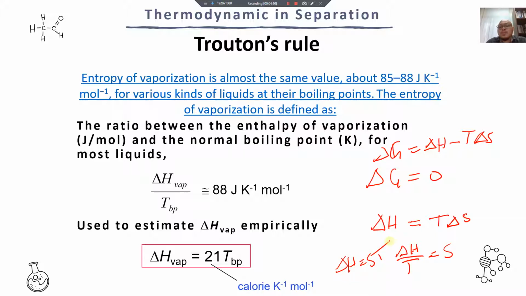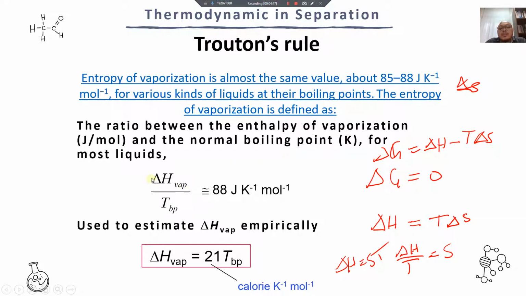So this is the common entropy for liquids. I'm not saying that all liquids have the same entropy value of vaporization. No, I'm not saying that, but the majority of liquids, not all of them, have a value from 85 to 88. So you can use this.